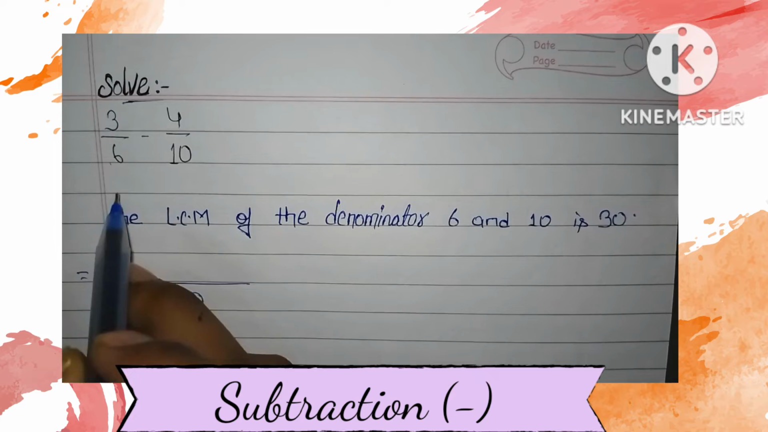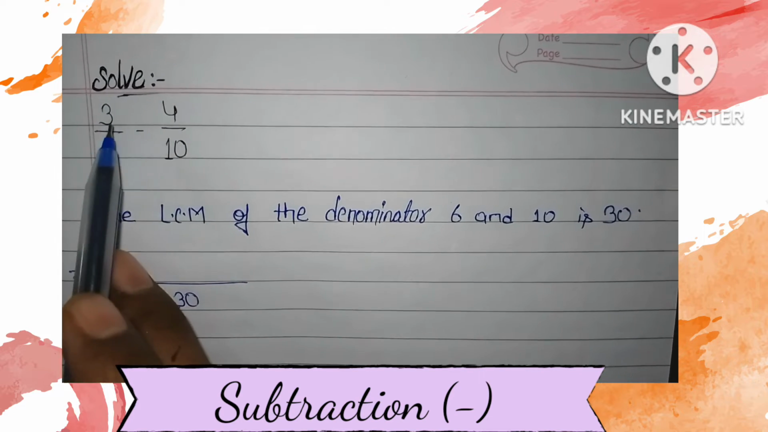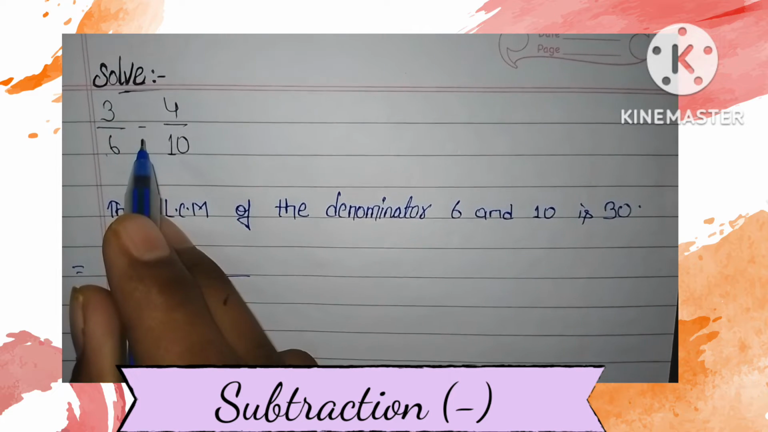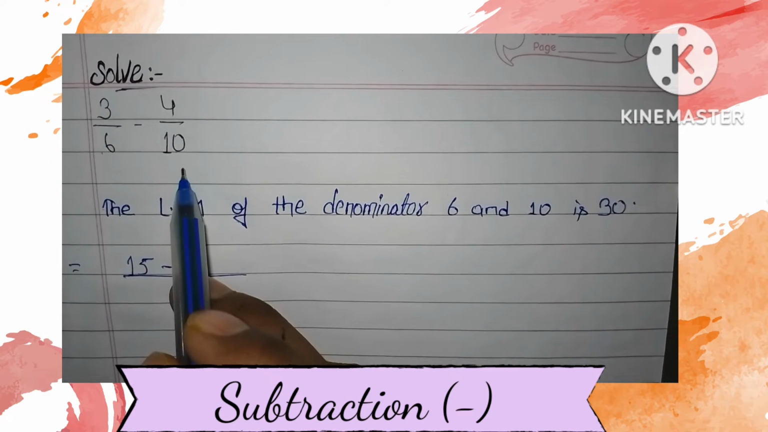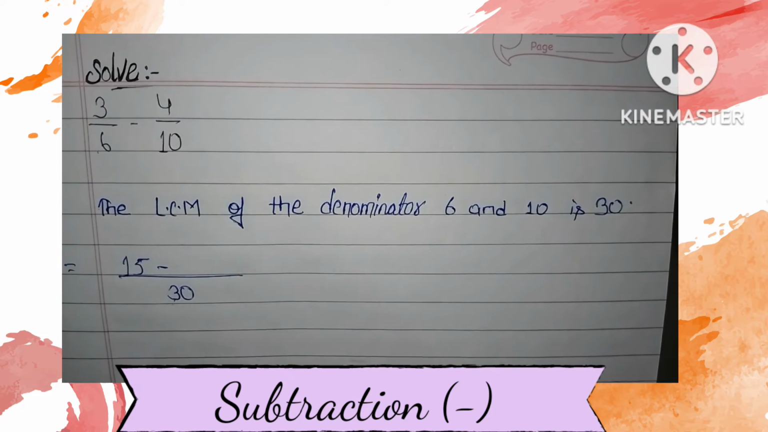30. 30 divided by 6 equals 5, and 5 times 3 equals 15. Then the sign of minus. 30 divided by 10 equals 3, and 4 times 3 equals 12.